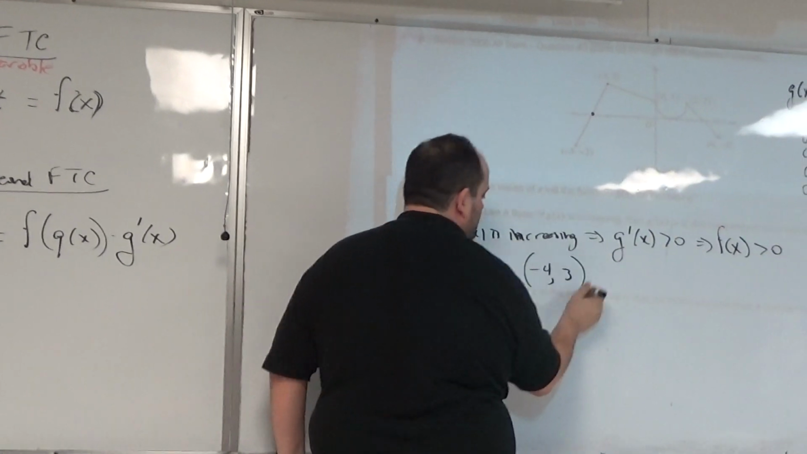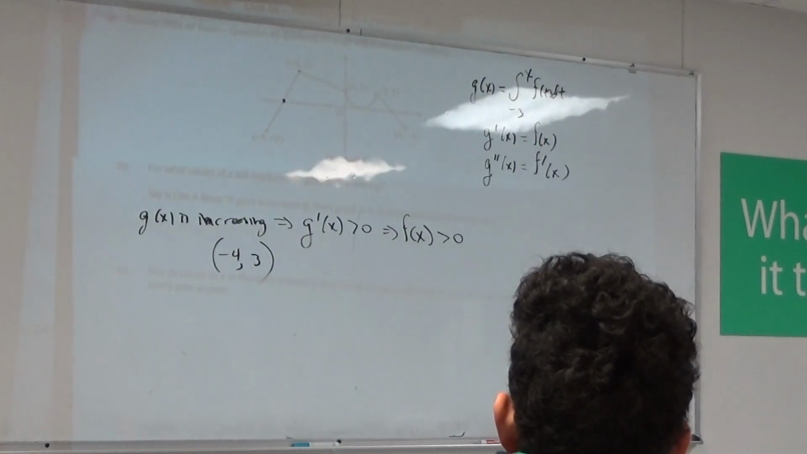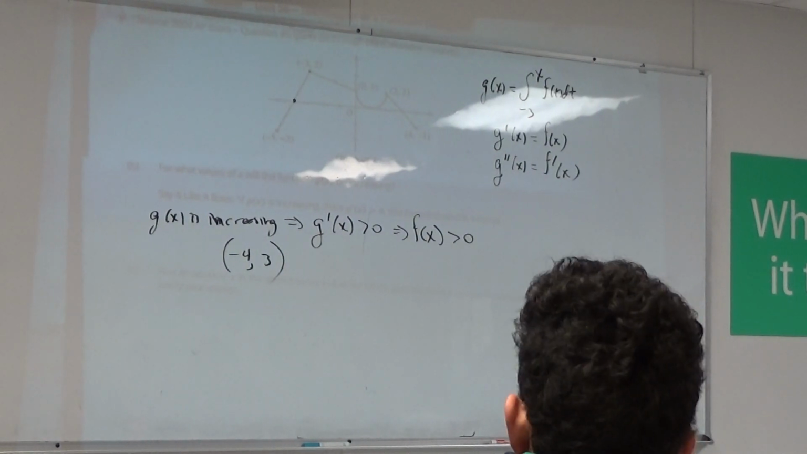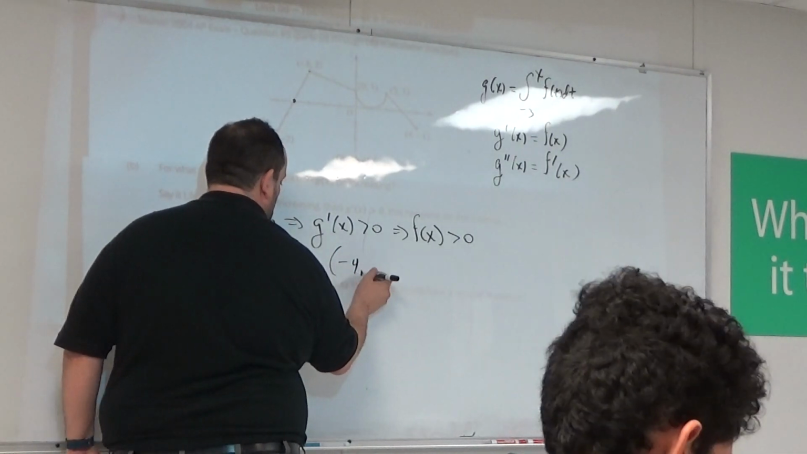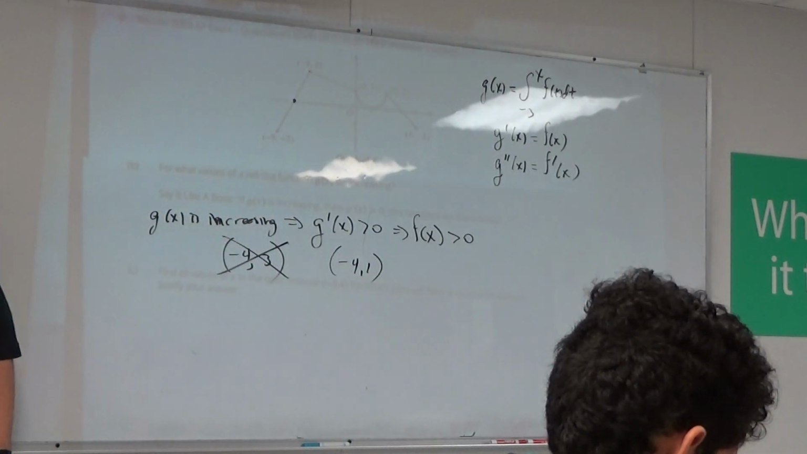-4 to 3 is unfortunate. Wait, because that's wrong. That's a lie. -4 to 1. -4 to 1. -4 to 1? Yeah, I heard what happened.